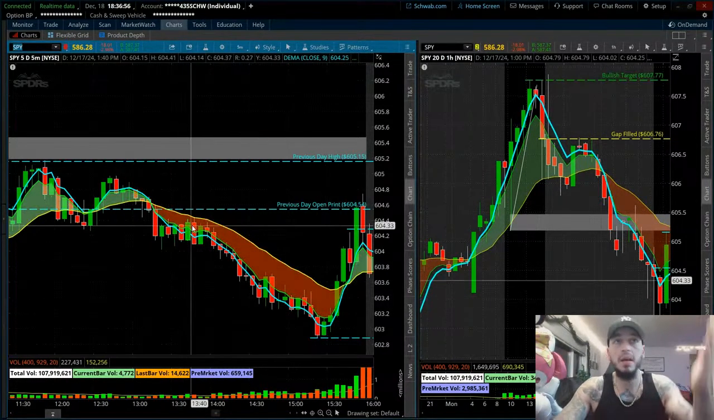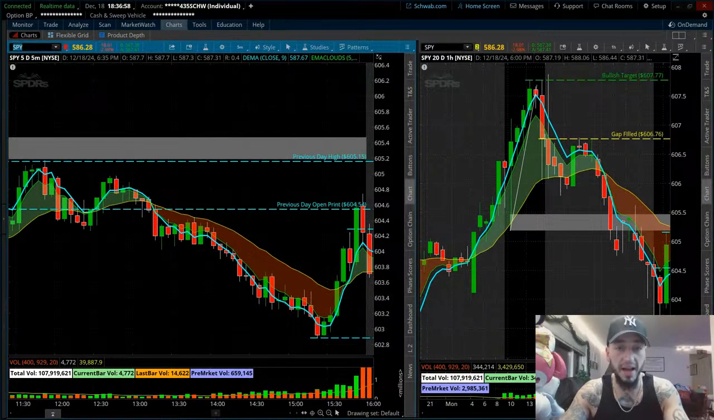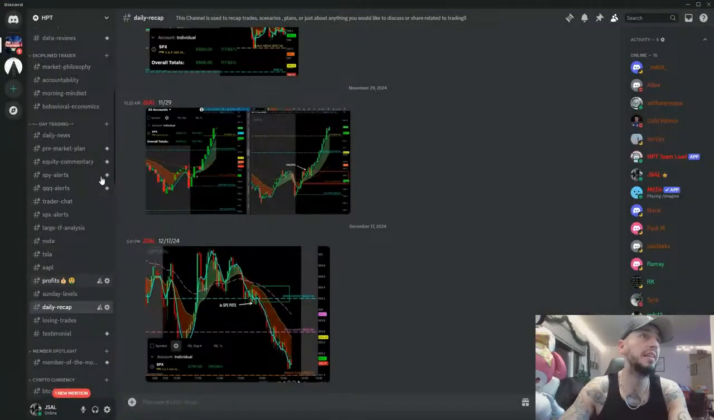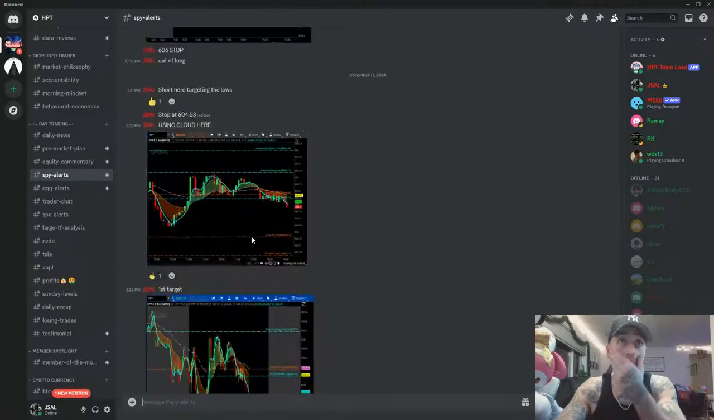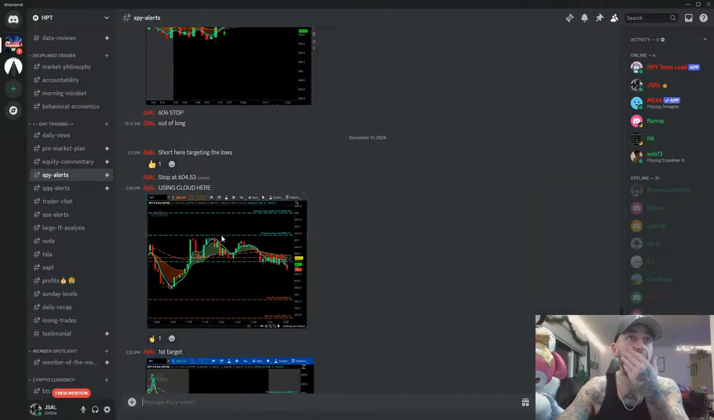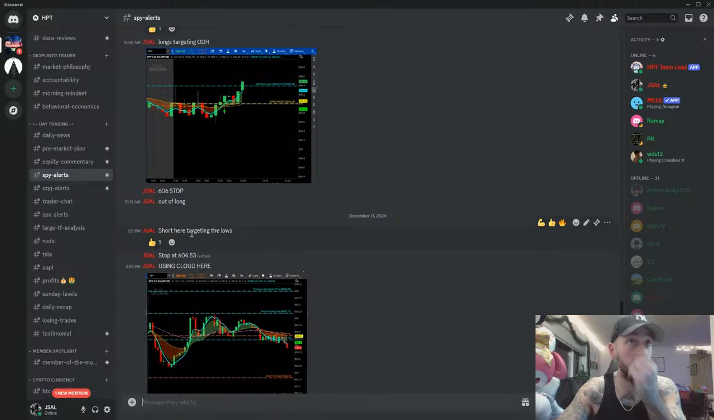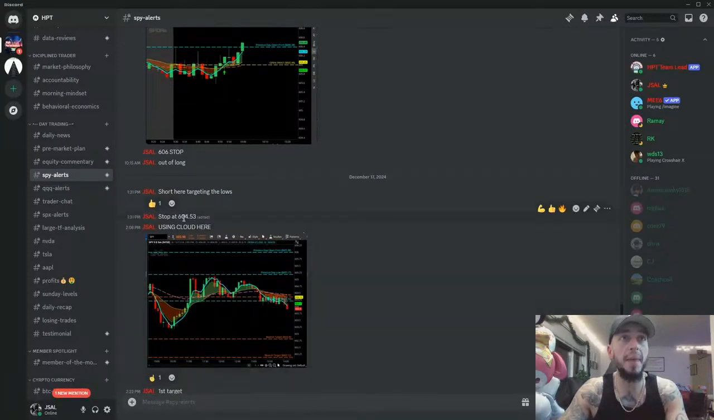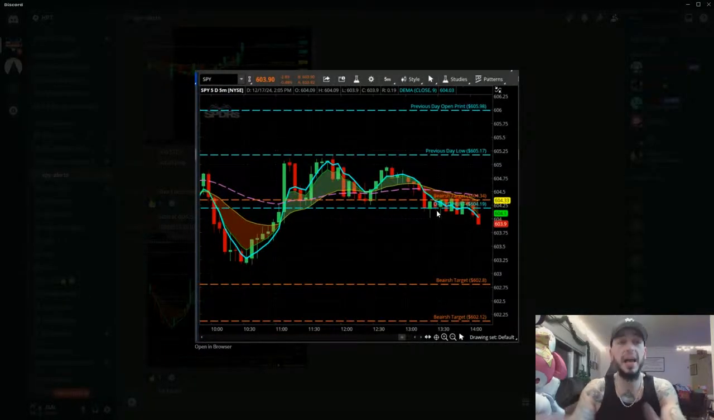So look at this beautiful trade here. Let's just go back right here in the Discord, SPY alerts. Yeah, this was a banger right here. Look at this. It was right here. Short here targeting the lows, right here at 131. Stop at 604.53 using the cloud here, right? And once again, I'm just using my moving averages. Once I enter the trade, it's now up to the market.